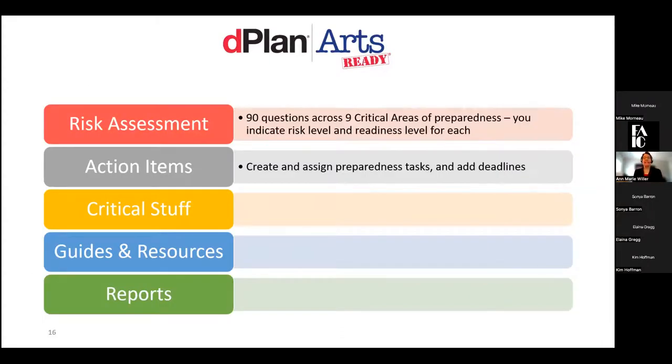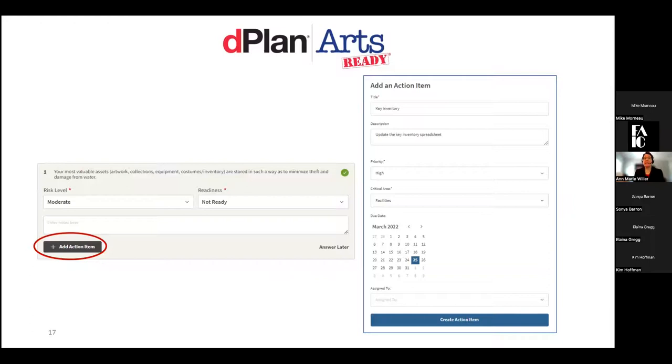The second module is action items. And this provides a space where you can create and assign preparedness tasks and add deadlines. Action items can be added from three different places: from the dashboard, from the action items module, and directly from each risk assessment question, which is shown here on the left.